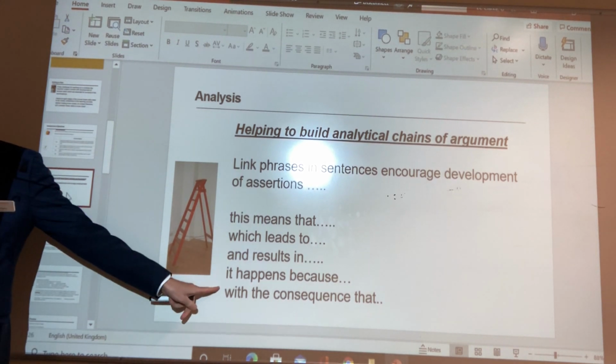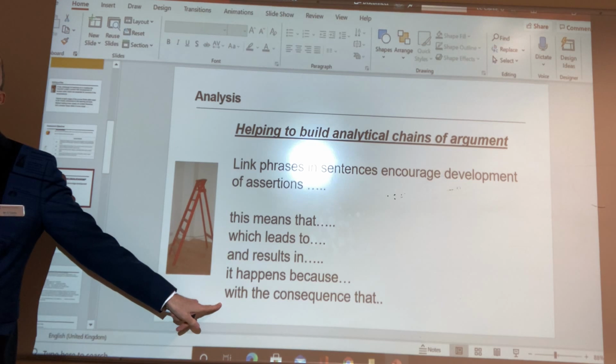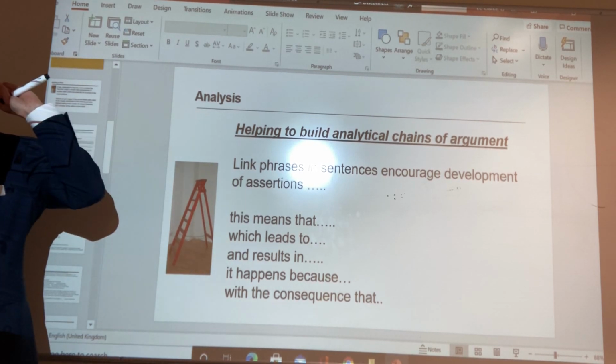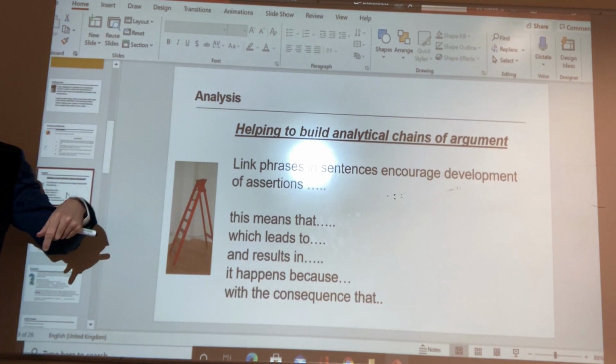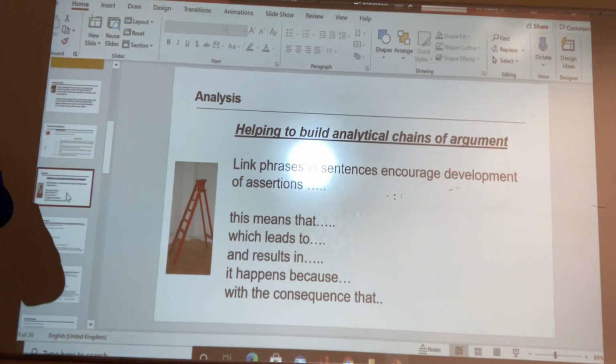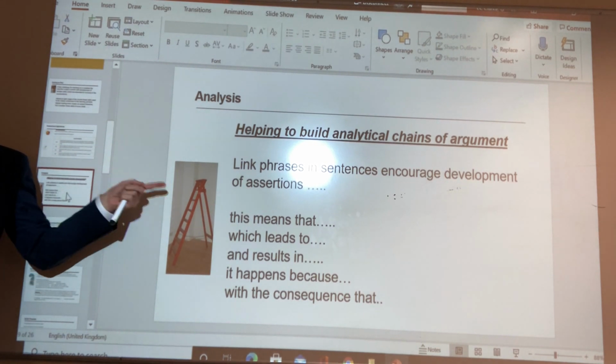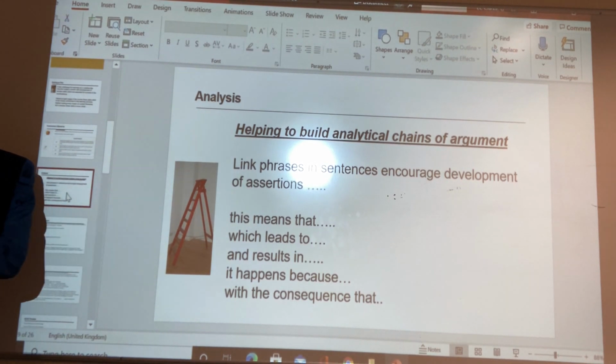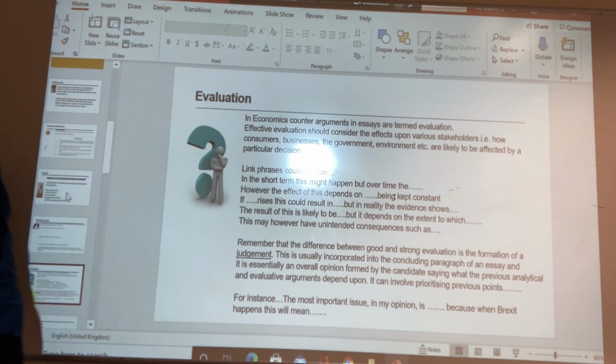Okay. Amy, with the consequence that the economy will contract, and say something else. Unemployment will. Right, okay. Excellent. If you want to practice your analysis, it's a great way to. Good, but what about your evaluation then? What are you going to do in your evaluation?